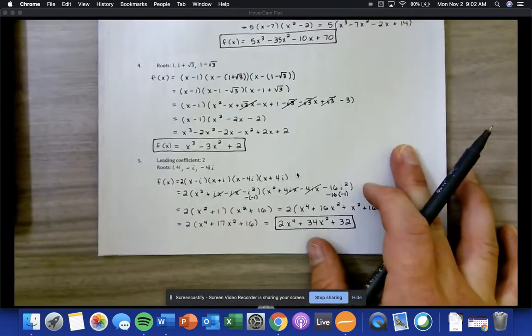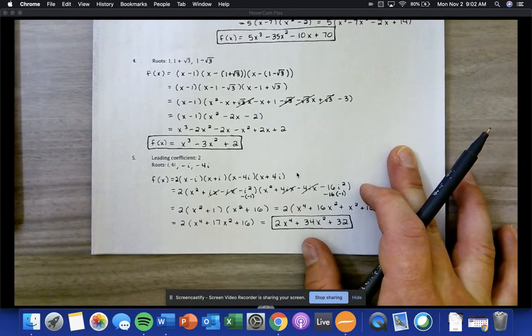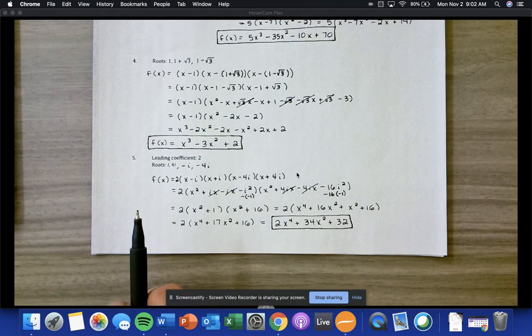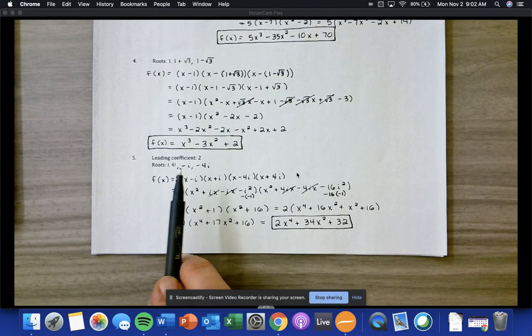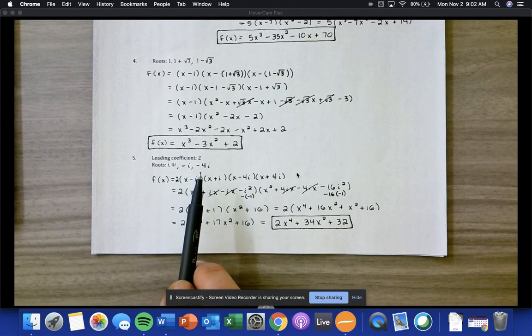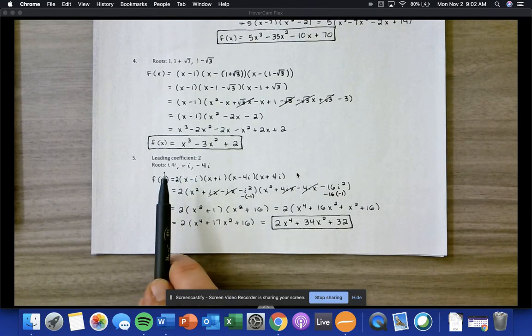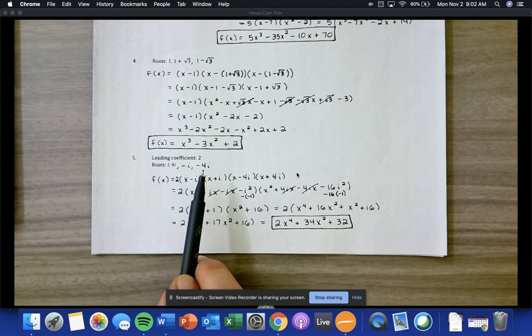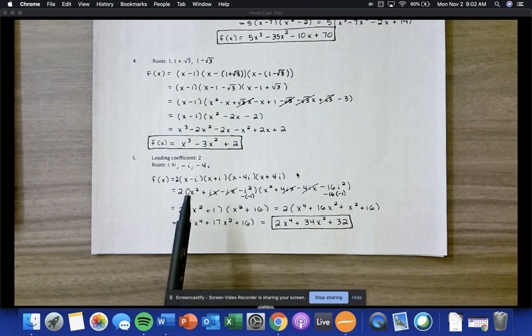And then the last one, number 5, right, it gave us a root of i and 4i. And we have to remember with that, right, that's the complex conjugate roots theorem. If we have imaginary numbers, we also have to have the opposite of them, right? So if we have i, we're also going to have negative i. If we have 4i, we're also going to have negative 4i. Right? And we just write those out as our factors.